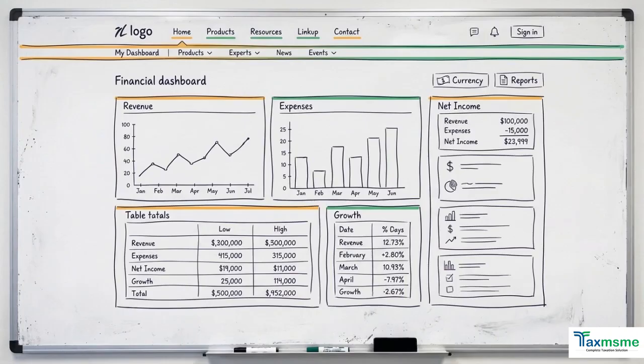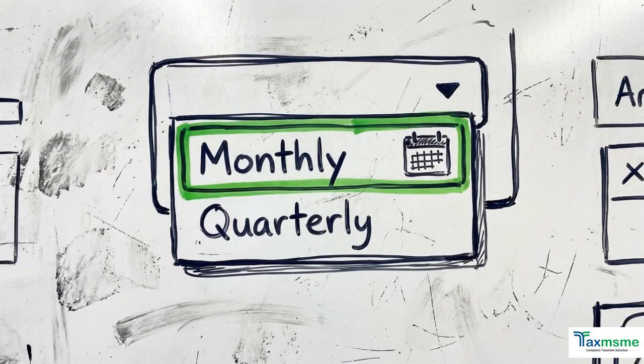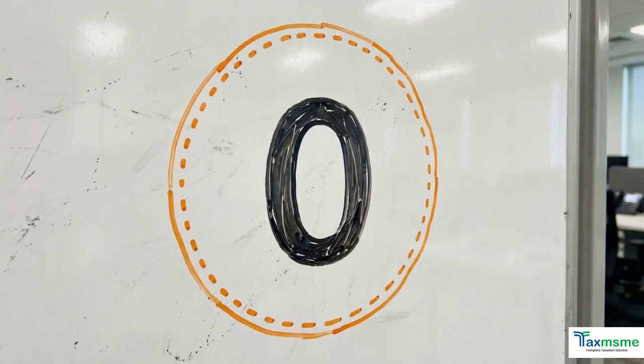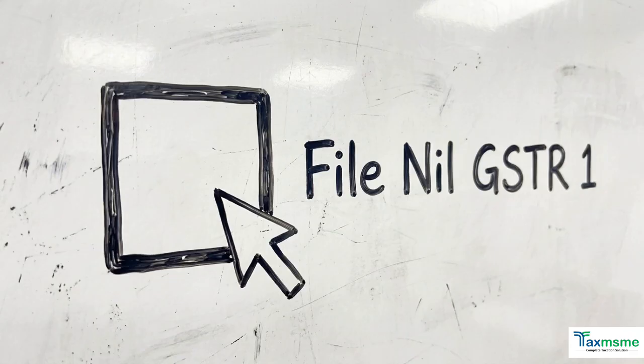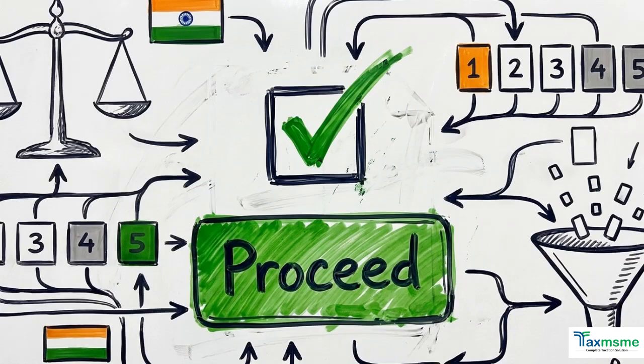Step 1 is orienting yourself on the return dashboard. Your immediate task is simply to select the correct financial period, deciding whether you are filing on a monthly or quarterly basis. If your business had exactly 0 transactions during this period, you have a direct shortcut available: the nil return. You will see a checkbox at the top of the portal labeled File Nil GSTR1. Check that box, hit Proceed, and your filing process is instantly complete.